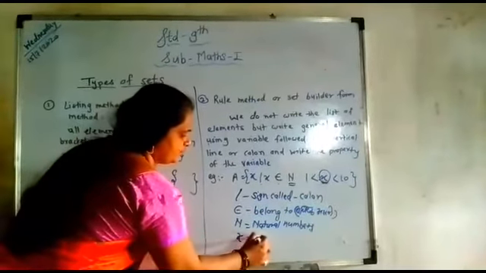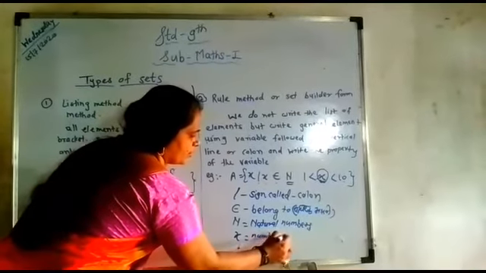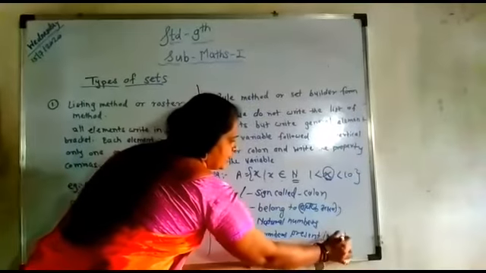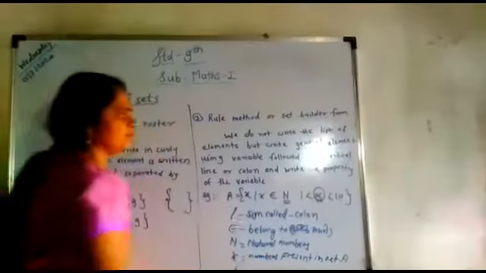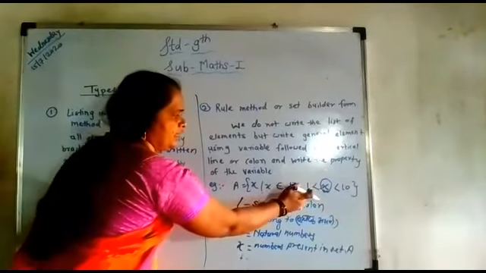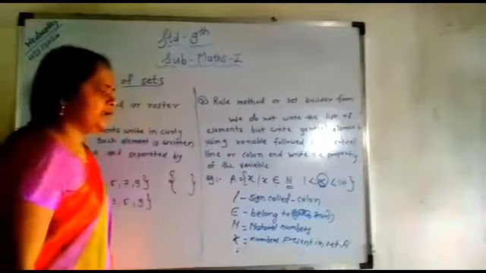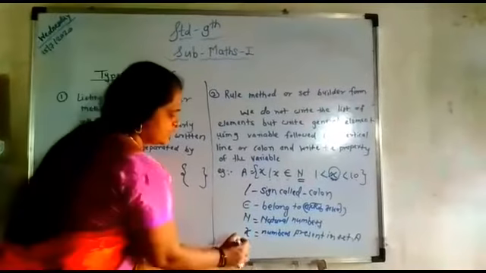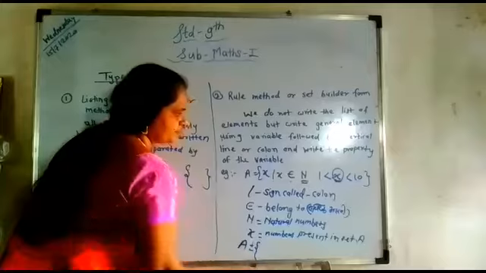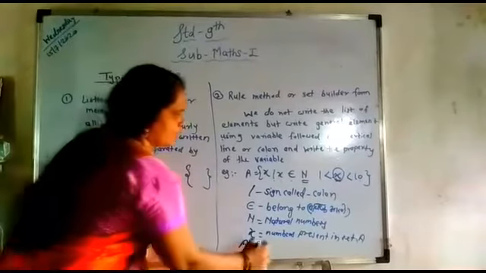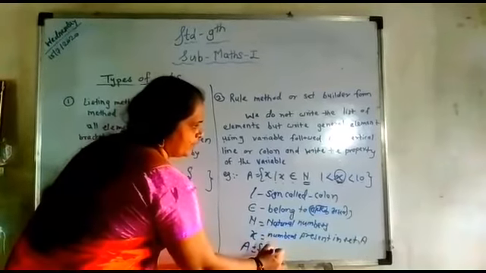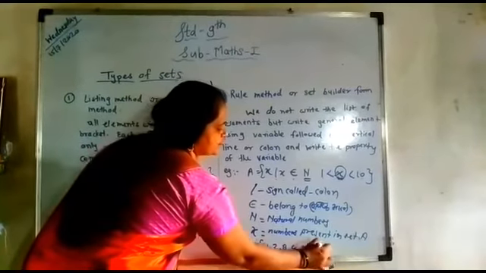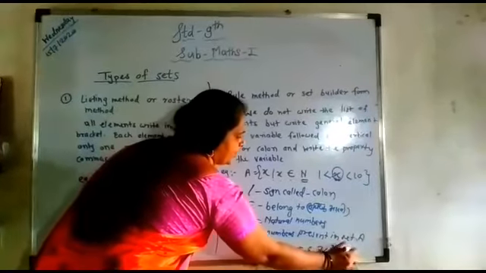X means numbers present in set A, means those numbers which are greater than 1 and less than 10. These numbers are present in set A, means 1 to 10 numbers: 1, 2, 3, 4, 5, 6, 7, 8, 9, 10.